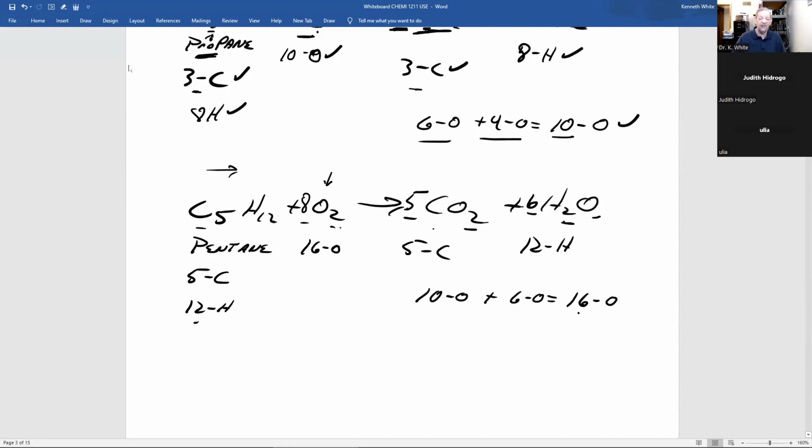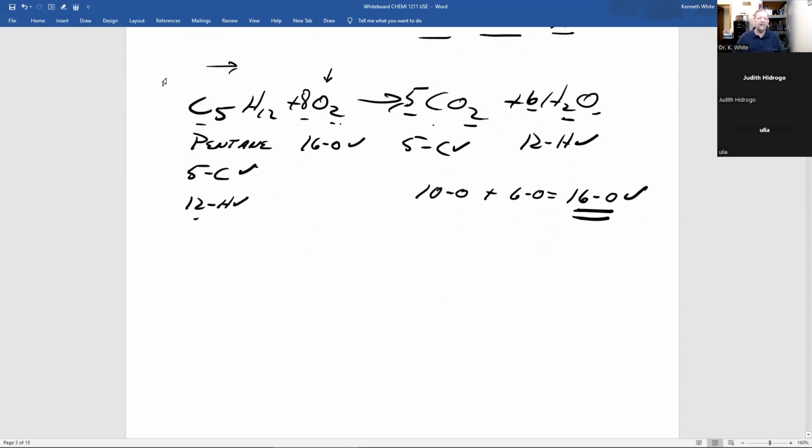And now I'm going to check, is it balanced? Here we have 5 carbons. Here we have 5 carbons. Here we have 12 hydrogen. Here we have 12 hydrogen. Ooh, looking good. Here we have 16 oxygen and here the total is 16 oxygen, and it's balanced. Yay. Now, let me remind you, if you can divide all the coefficients by the same number and get whole numbers, you should. It should always be the lowest denominator.